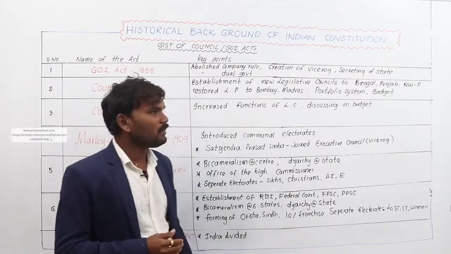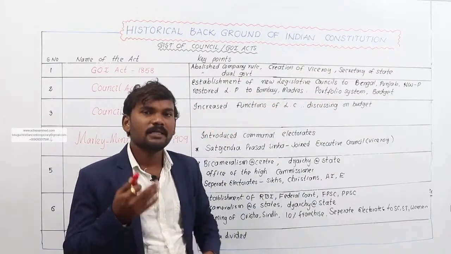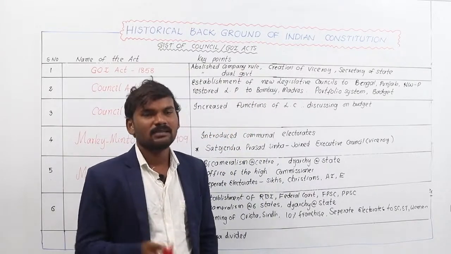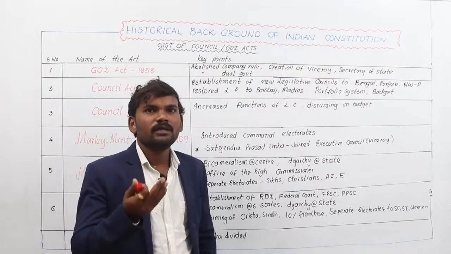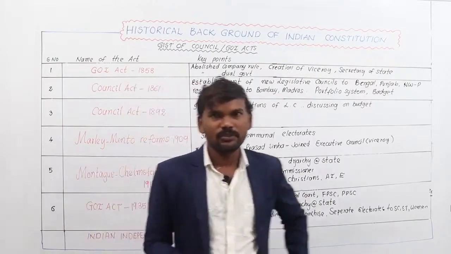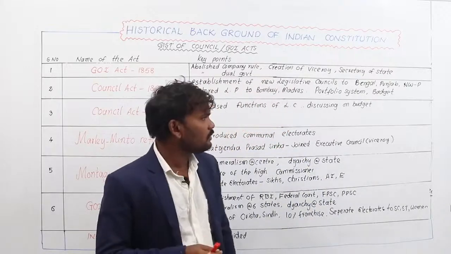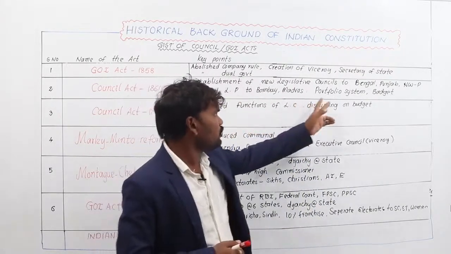It provided the establishment of new legislative councils for Bengal, Punjab, and North-West provinces. It means it restored the legislative powers of Madras and Bombay and also created new state legislatures for Bengal, Punjab, and North-West provinces, because it paved the way for decentralization in legislature. And one more thing is, it introduced the portfolio system. Portfolio system means allocating a specific ministry to the ministers, and it introduced a budget system also.